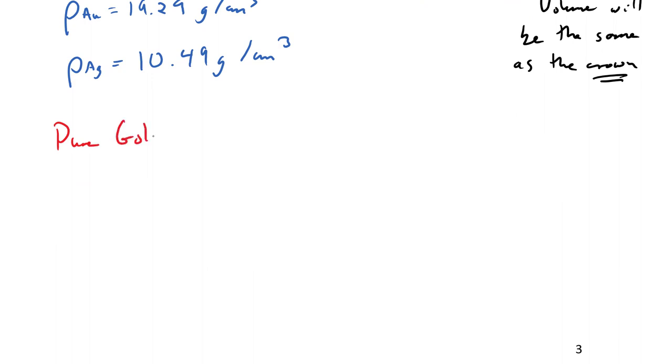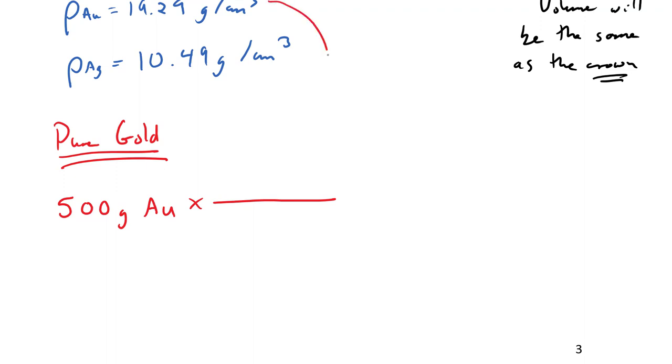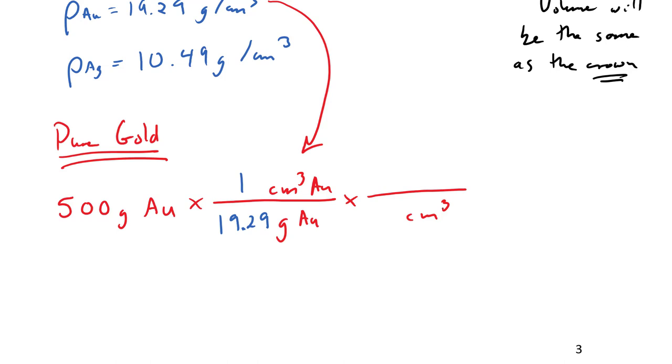Let's examine the density of 500 grams pure gold. So if the crown was made of pure gold, this is what the volume would be. We take the mass of my gold, AU. We then multiply by my conversion factor for density. Right here, AU. We're putting grams on the bottom and volume on the top. 1 centimeter cubed weighs 19.29 grams. We'll then convert from centimeters cubed to milliliters. 1 mil is 1 centimeter cubed. This applies to everything that exists.